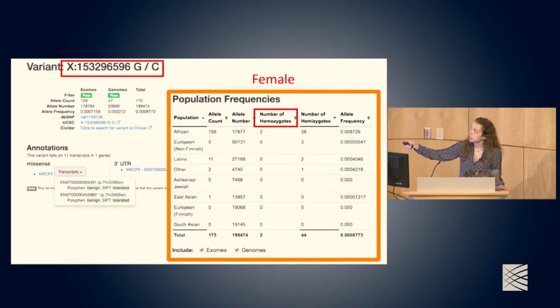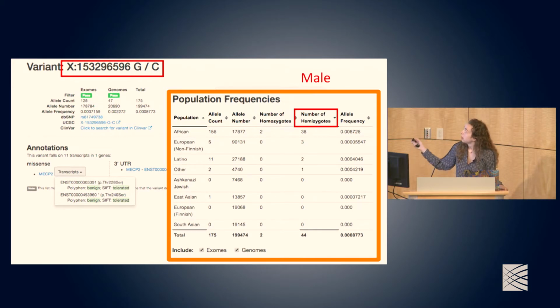This is a variant on the X chromosome. So when we count the number of homozygotes, these are all female by definition. For autosomes, you'll just see homozygotes. You won't see hemizygotes also. So there's 2 homozygotes for this variant. And then we have the number of hemizygotes, so there's 44 total, or 38 in the most prevalent population.